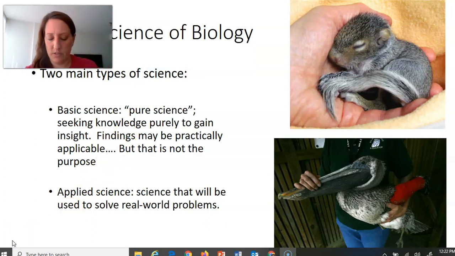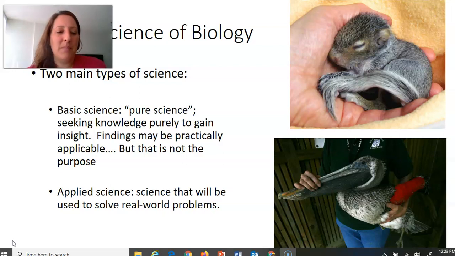Okay, so this next slide, we're just going to cover the two main types of science, and they're kind of related to the two main pathways of science as well. So the two main types of science, we've got science that is basic science, or we can also call it pure science. Scientists that do this type of research are going to be doing their research mainly to seek knowledge, purely to gain insight into how a species lives, or how a species survives, or something like that.